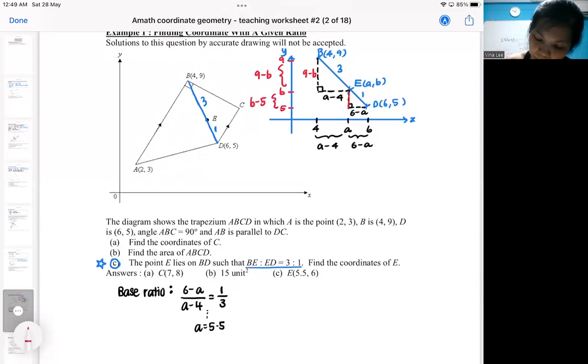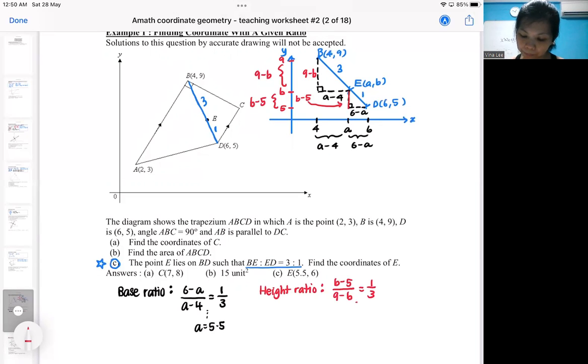I'm running out of space. So this is the smaller height. So you use the y coordinate to get the height. Then we'll compare the height ratio. So you take the smaller height against the bigger height. The ratio is 1/3. So cross multiplication will give you a 6. So eventually your coordinates is found through 2 ratios.